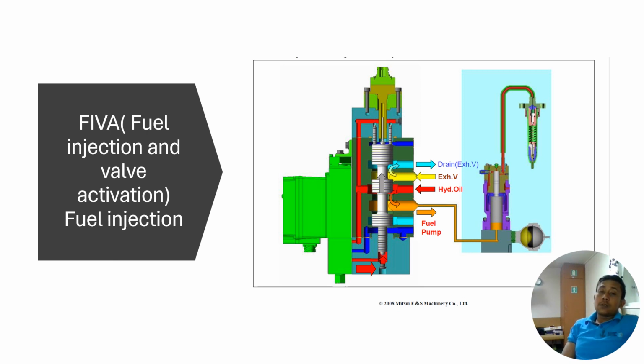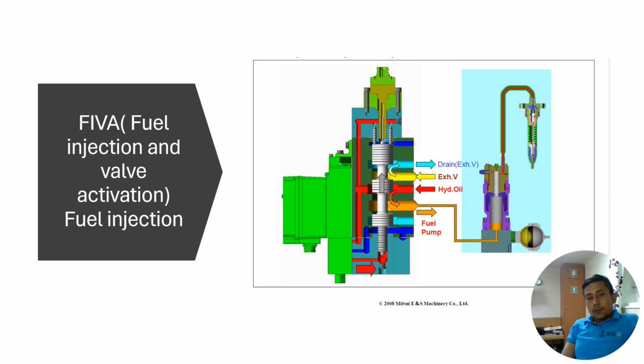Similarly, to activate the exhaust valve, the FIVA moves this spool and allows the hydraulic oil under the exhaust valve actuators, which actuate the exhaust valve. And to deactivate the exhaust valve, the FIVA moves again and allows the hydraulic oil to the drain. Thus you can clearly see from here the function of the FIVA. It's nothing but a direction control valve.